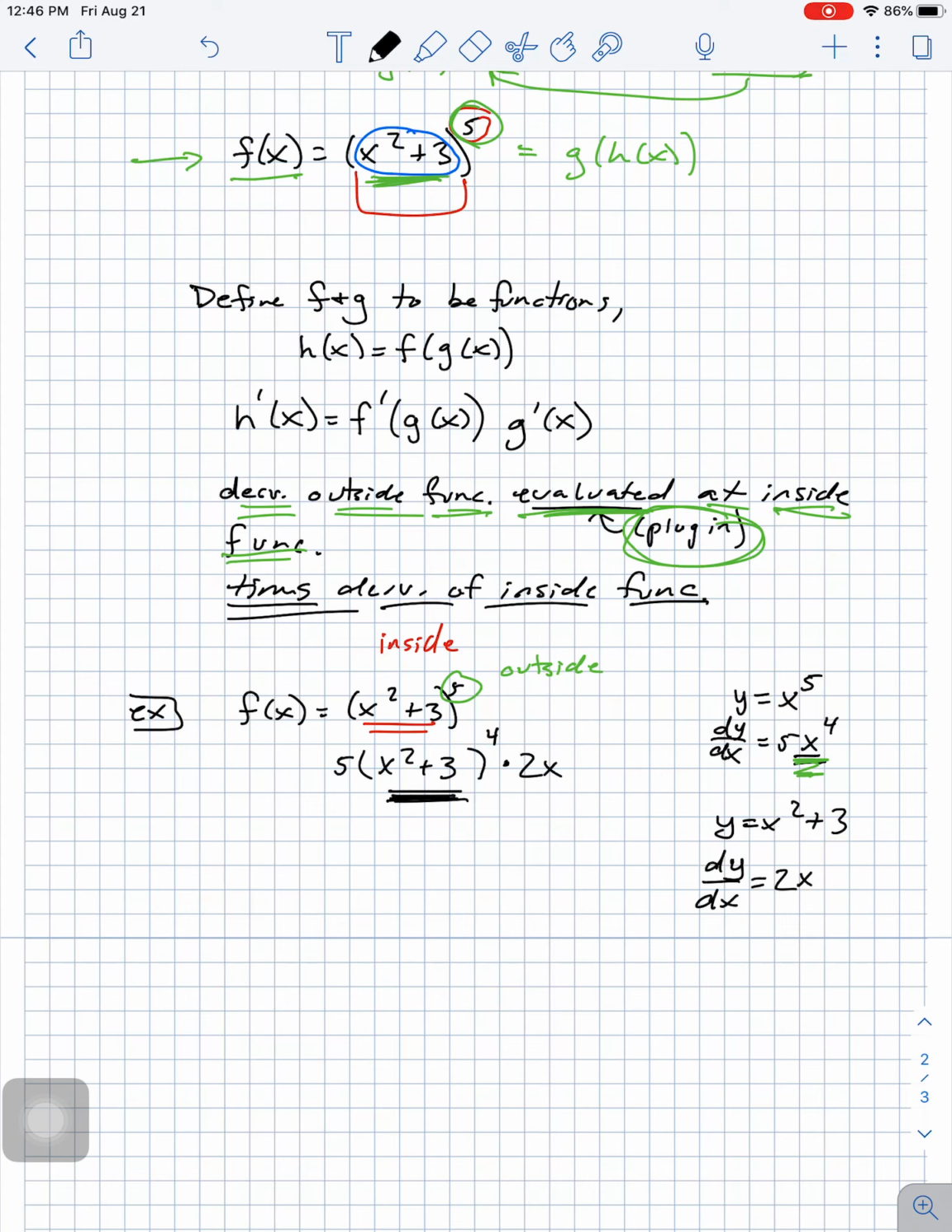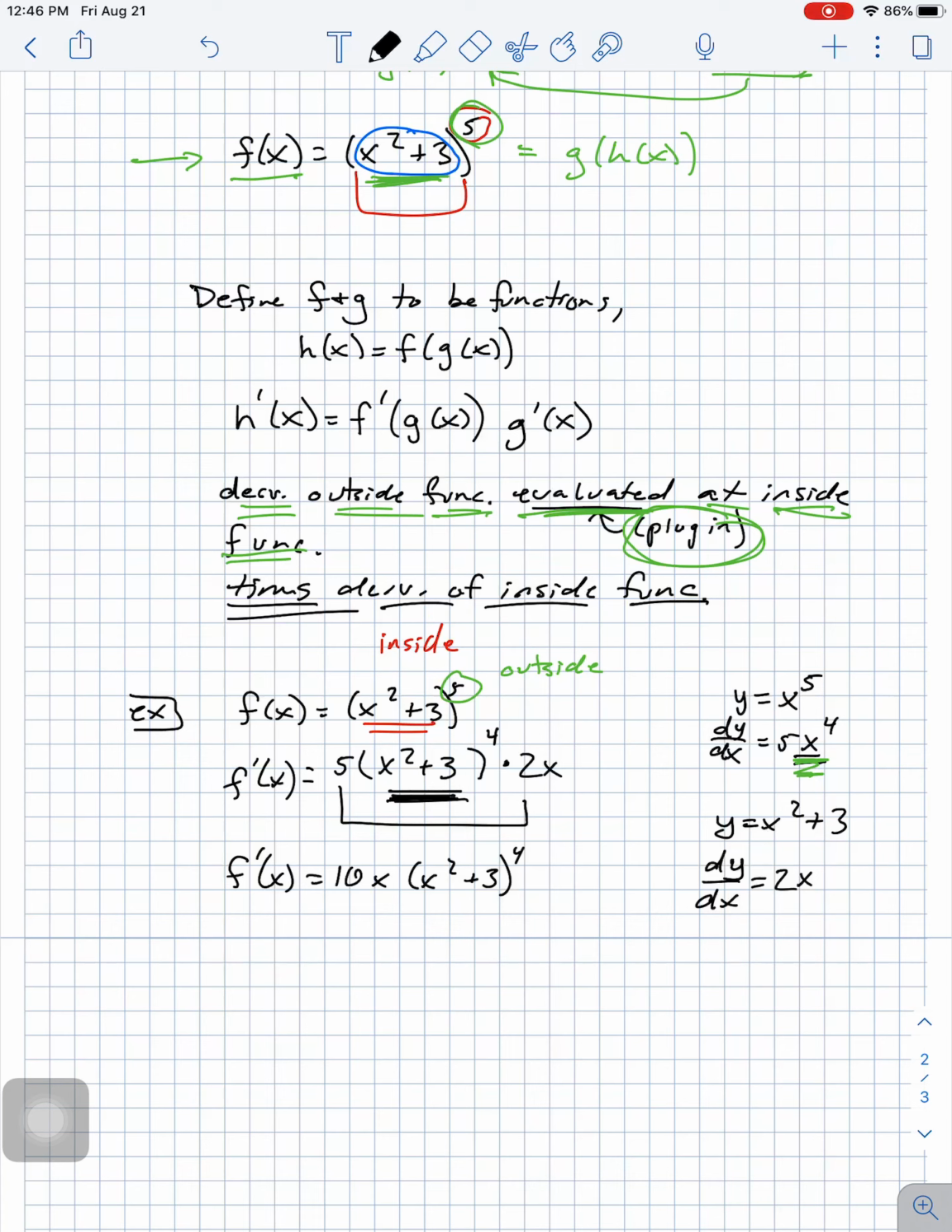Okay, and then you can clean this up. These guys can combine a little bit. 5 times 2 is 10. And that's your derivative. This is f prime of x.